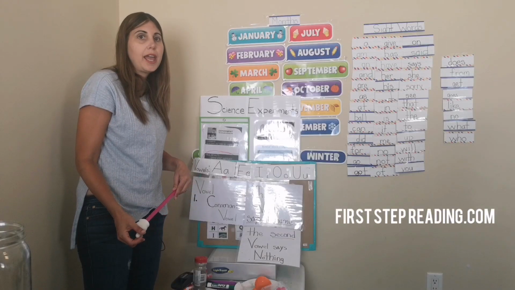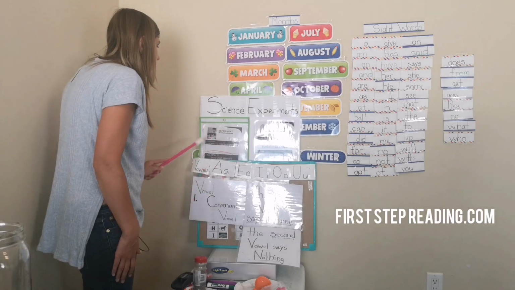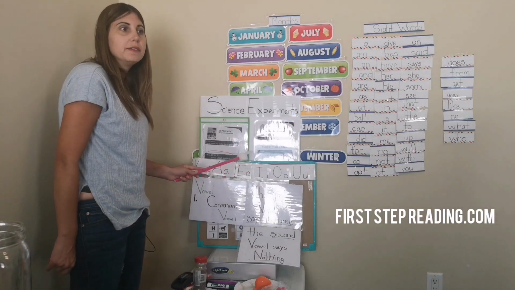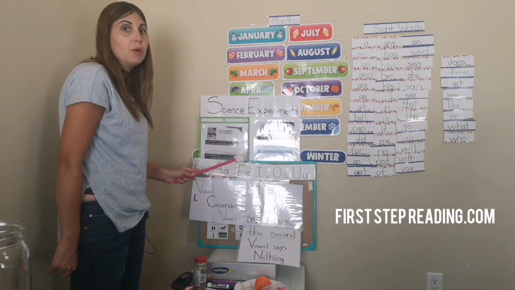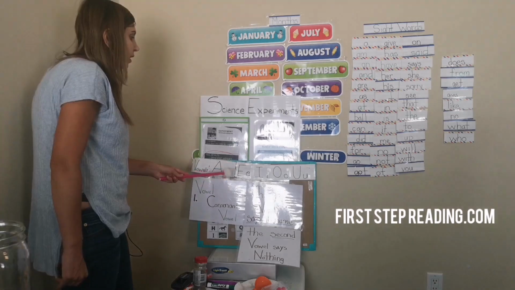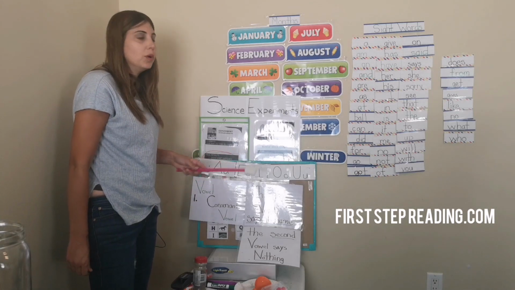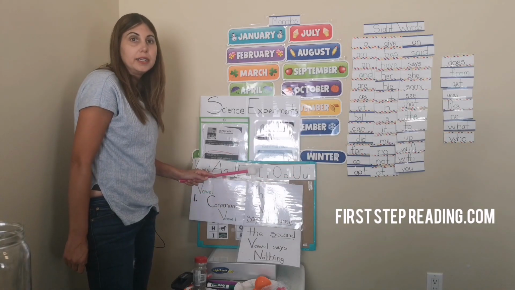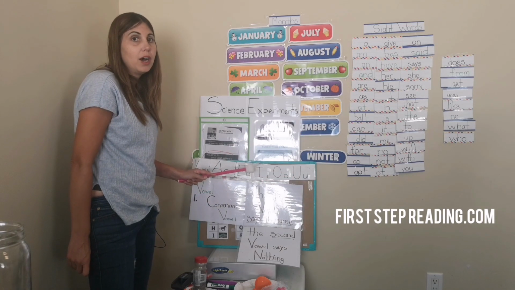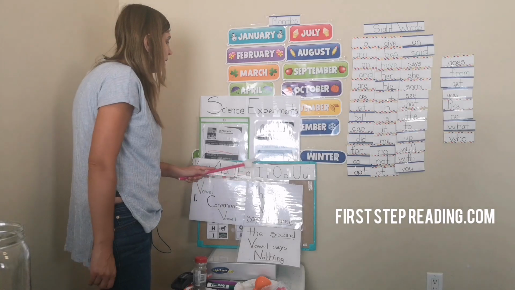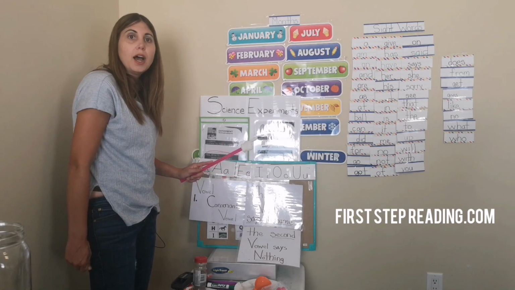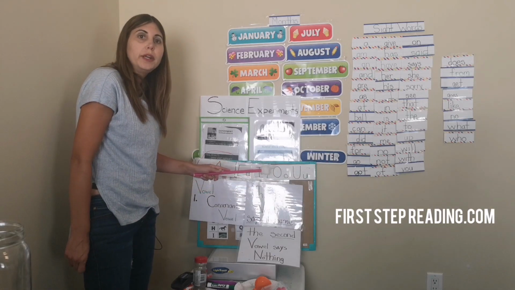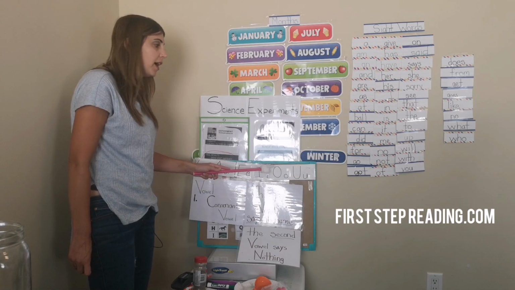Vowel. A is a vowel. A-E-I-O-U. E is a vowel. A-E-I-O-U. I is a vowel. A-E-I-O-U. O is a vowel.